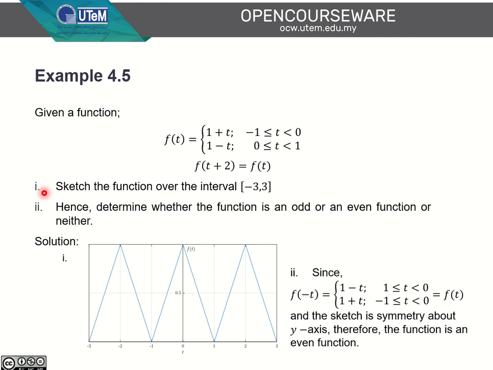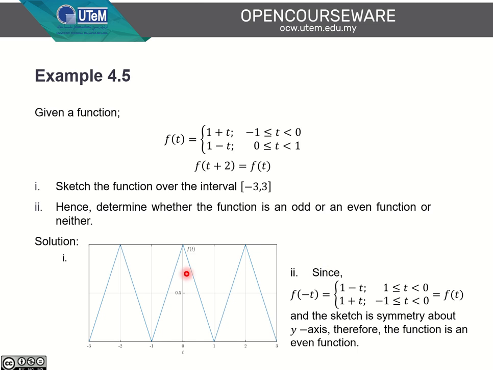The first question is to sketch the function over the interval -3 to 3. The second question, determine whether the function is an odd function or an even function or neither odd nor even function. So this is how you sketch the periodic function of f(t). You learned this in the previous topic. And the fundamental period T equals 2.